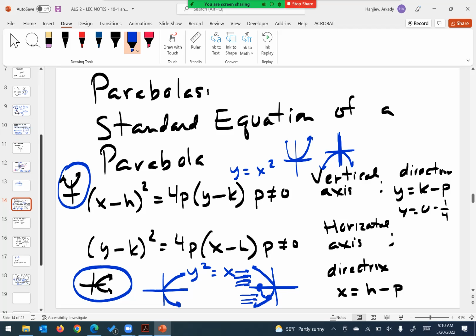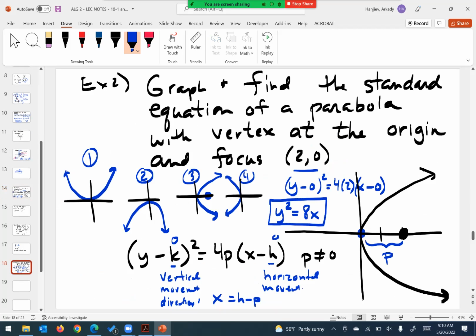Okay, are we good with this one? We got the answer. y squared is equal to 8x.